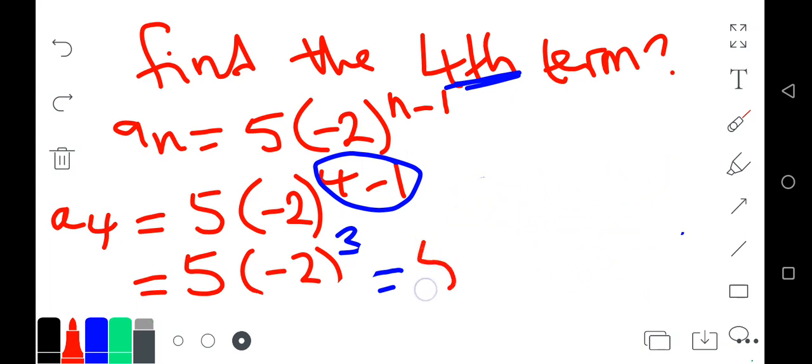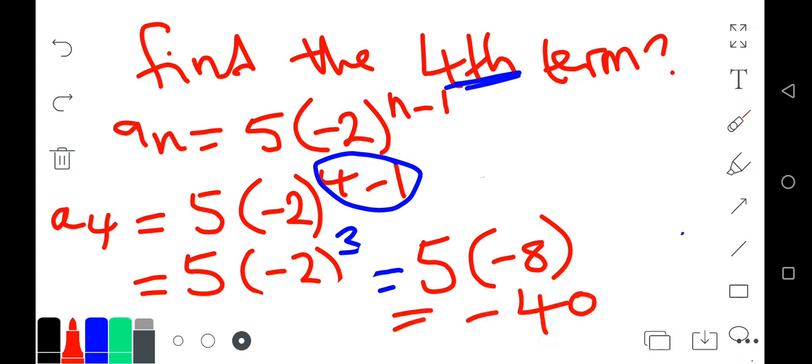From there, we have 5 multiplied by negative 8, and this gives us negative 40. And that is how you can find the actual term on the fourth position, or the actual number that's going to appear next in the sequence. This is the most important thing that you need to understand under the GP.